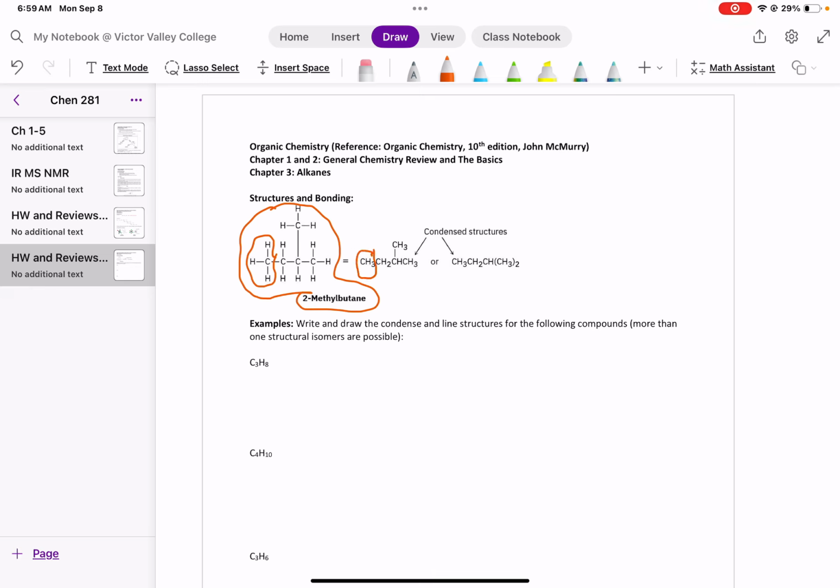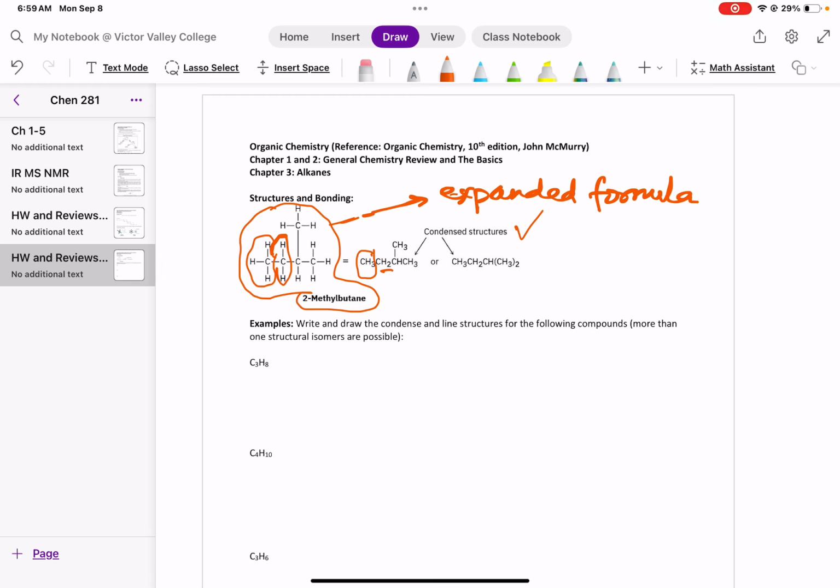But you keep following, okay? The next one, CH2, and so on and so forth. So those are called condensed structures or formulas. This one right here would be the expanded structure or formula. All right.